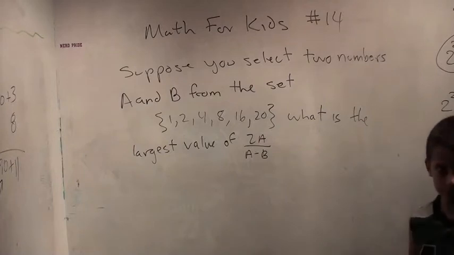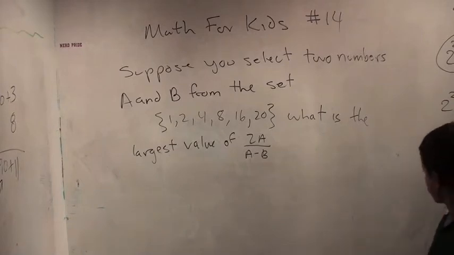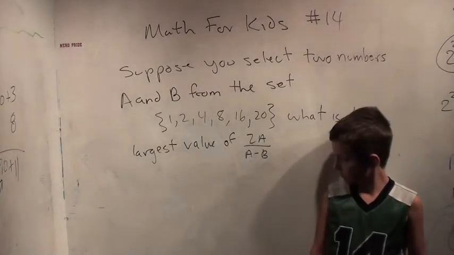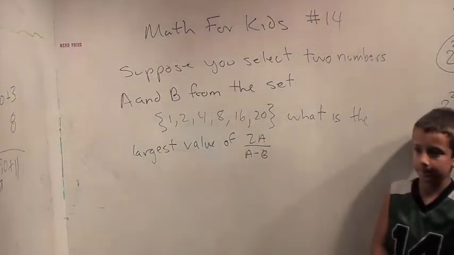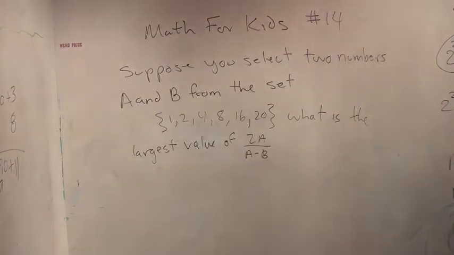Okay. Suppose you select two numbers, A and B, from the set 1, 2, 4, 8, 16, 20. So you're going to pick two numbers from the set. You're going to call one of them A and the other one B. And it would be good when you're doing that to write A equals whatever you picked and B equals whatever you picked. Okay? Alright.